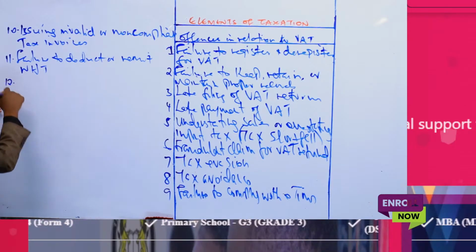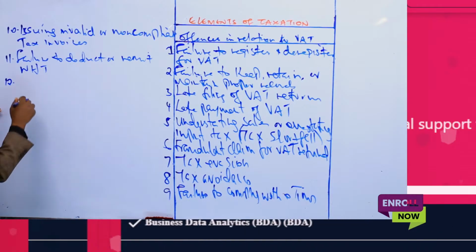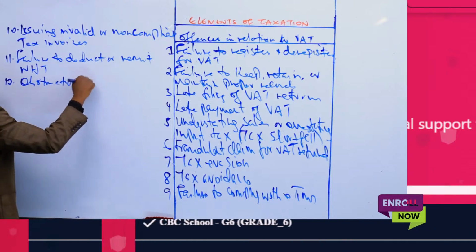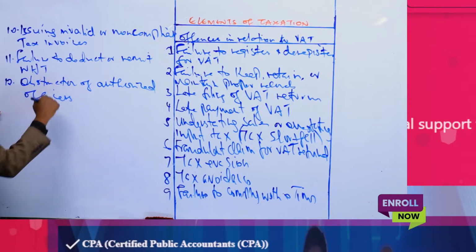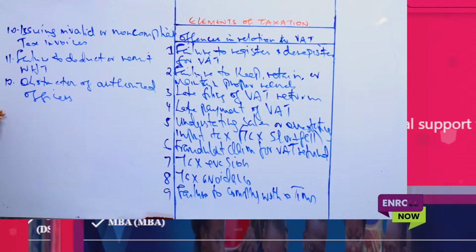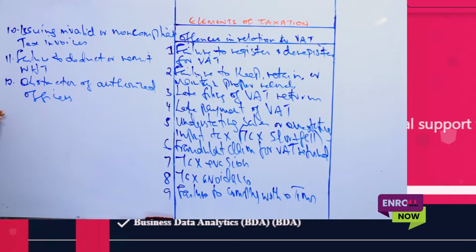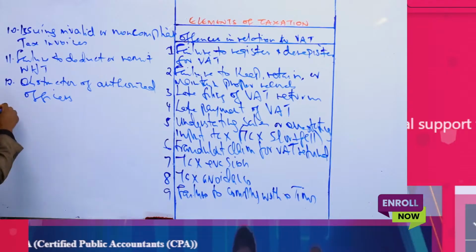Number 12. The 12th offense is obstruction of authorized KRA officers. The offense is hindering, obstructing, or even refusing to cooperate with the Kenya Revenue Authority officers during audits, inspections, or investigations. And the penalty can attract fines and imprisonment.